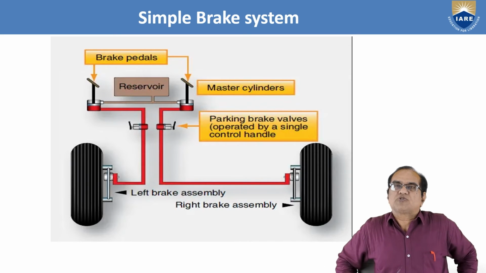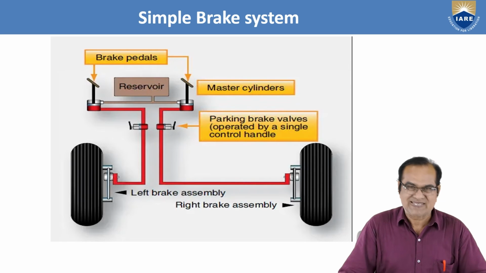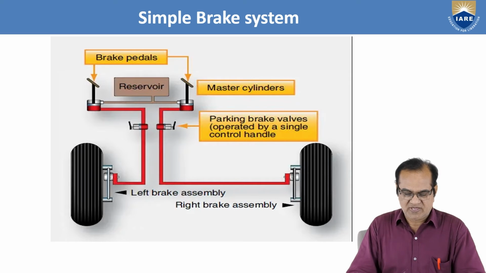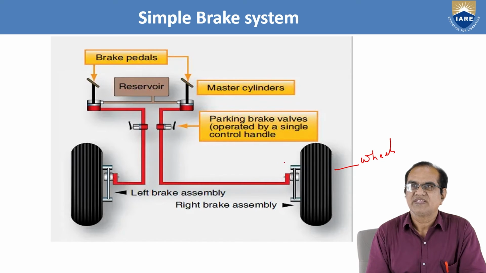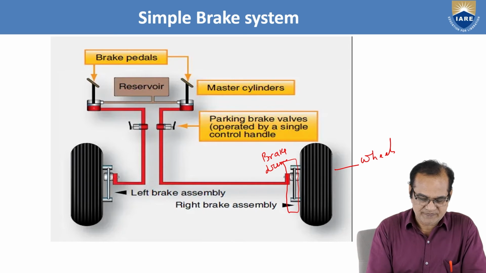The simple brake system I have shown here is with a diagram, and this you can see, the brake system of this aircraft. These are the wheels. This you can see here. And here is the drum. This is the brake drum. These are the brake drums. So how is it working? Just you can see here.